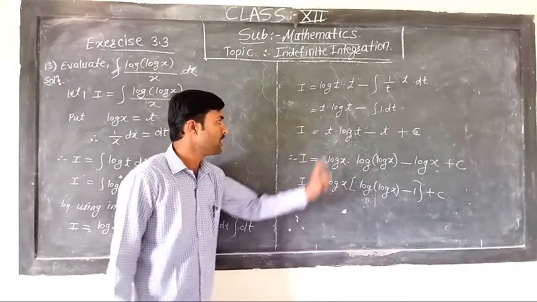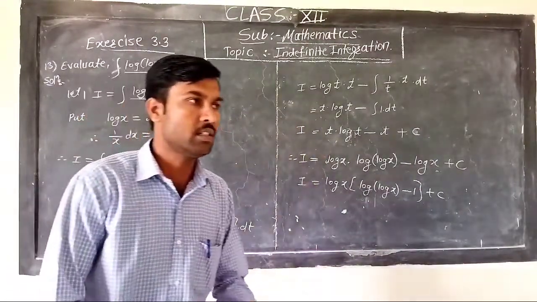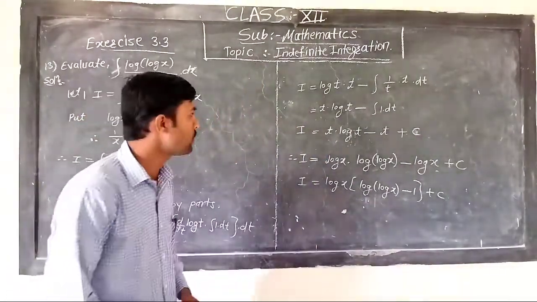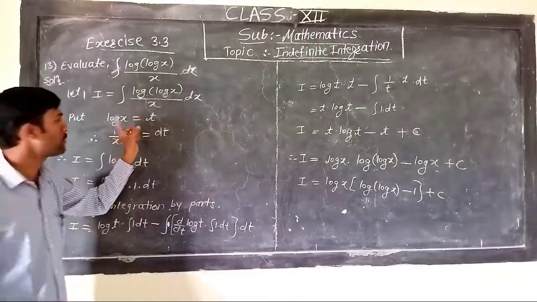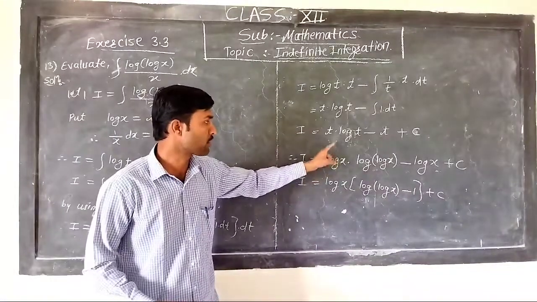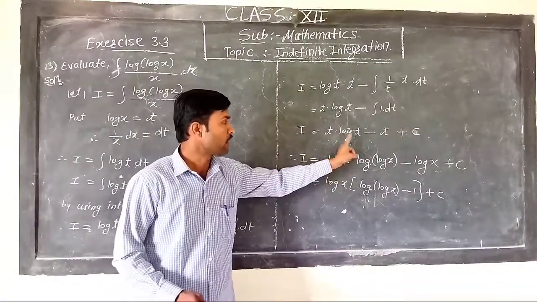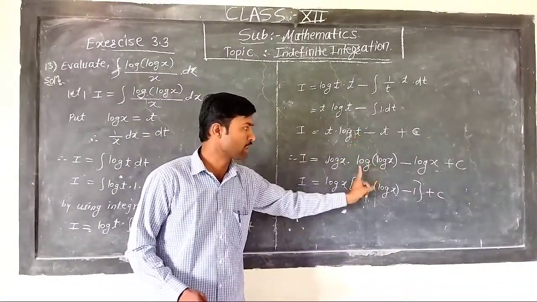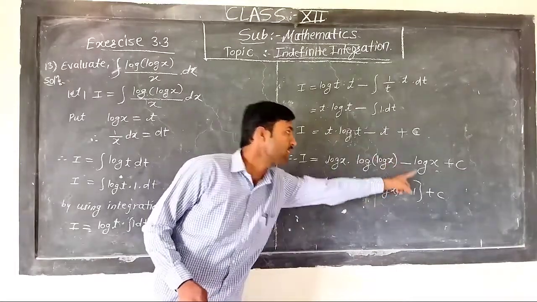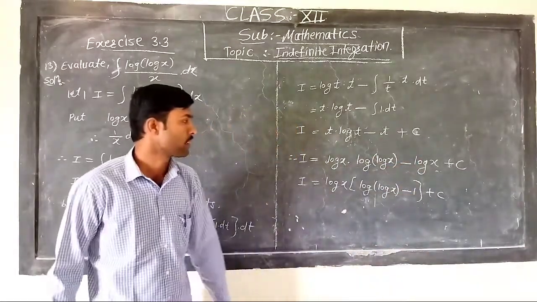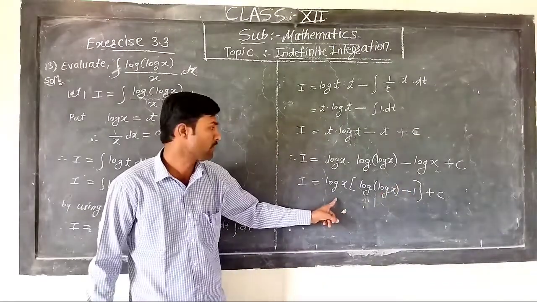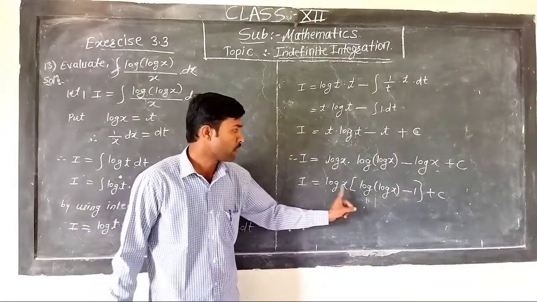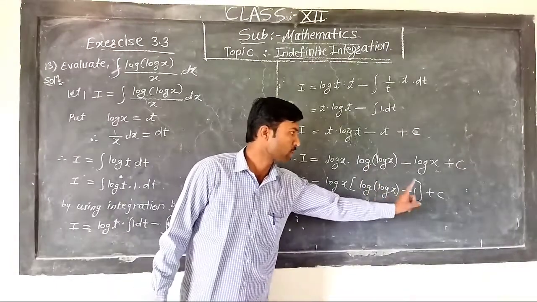Now friends, this t is a substitution taken by us, so we replace this substitution. What is t? t is log x, so replace this t by log x. Now this term will be log x into log of t, replaced by log x, log of log x, minus t replaced by log x, plus c. In both these terms log x is common, so after taking log x as common, we will get I is equal to log x into log of log x minus 1 plus c.